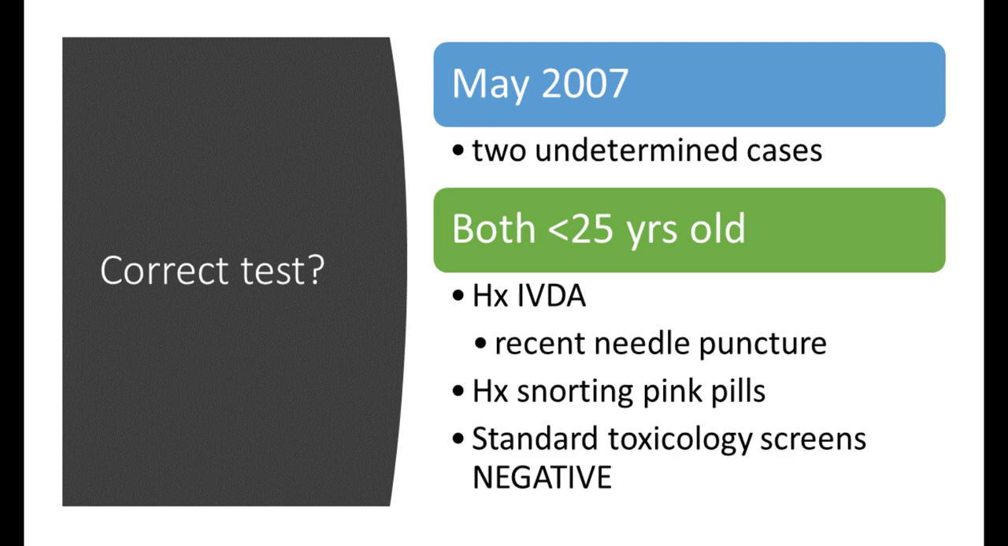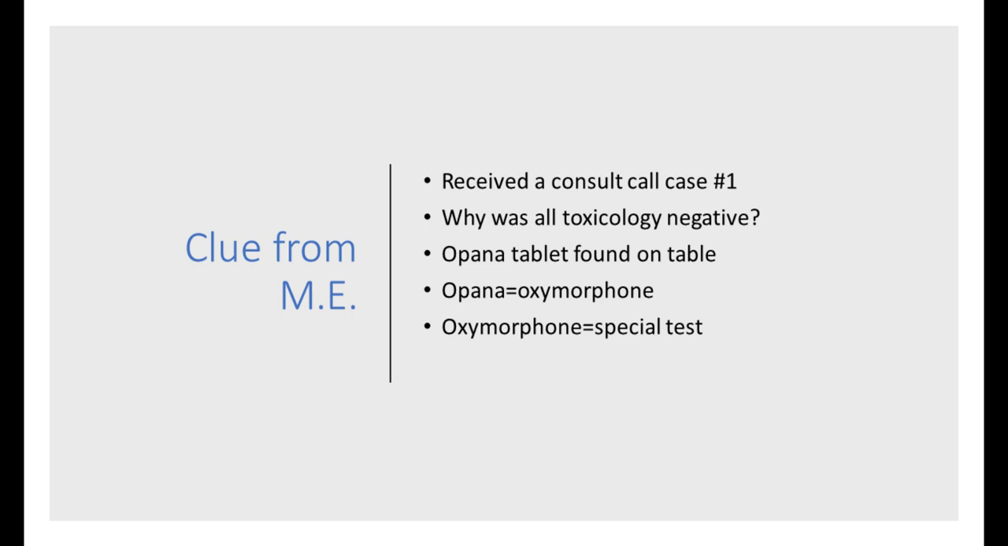One had recent needle punctures. One had a history of snorting pink pills. And that was all the information that was provided to the toxicology laboratory. And all of the standard toxicology screens were negative. And it wasn't until we received a consult call on the first case, and the medical examiner said, this has to be a drug overdose. Why was all the toxicology negative?